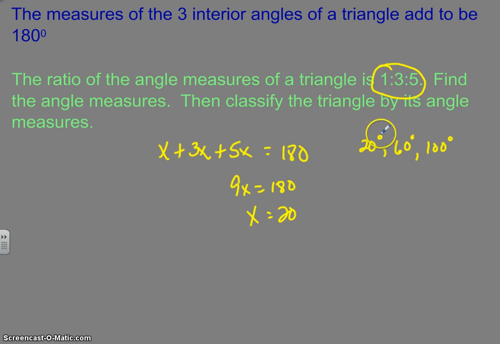Okay, classify it by its angles. Well, we have one angle that's greater than 90, so we're going to call this an obtuse triangle. Okay, here's the first answer. Here's the second answer. It's an obtuse triangle. Next.